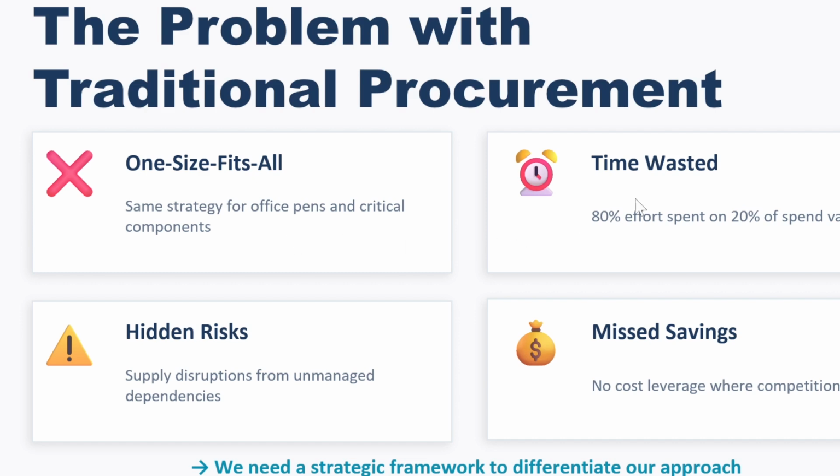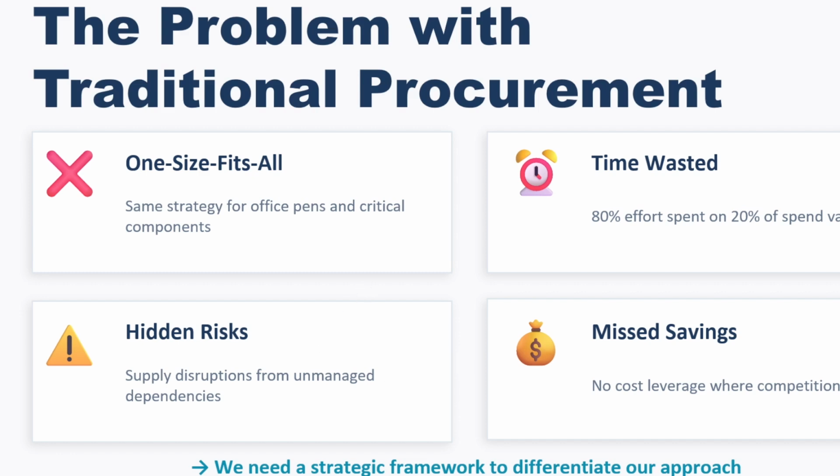The second thing is time wasting. 80% of effort is spent on 20% of spend value. There are many procurement categories which have very low impact on your operation or production, so you don't want to focus more on those. You want to negotiate more on the critical part. If you don't classify, you will be stuck spending more effort on less impactful value.